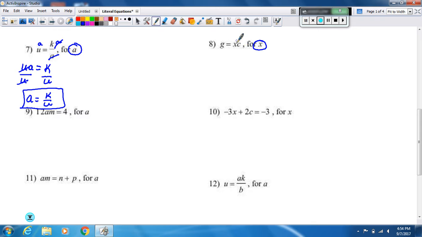Okay, this next one, this is x times c. The opposite of times is divide, so divide both sides by c. Top cancels with bottom. Finished.